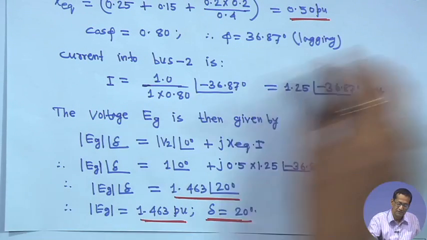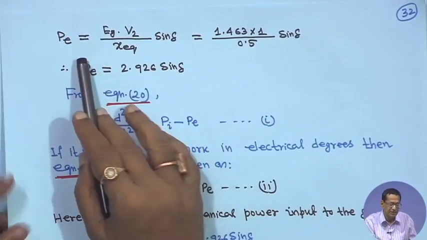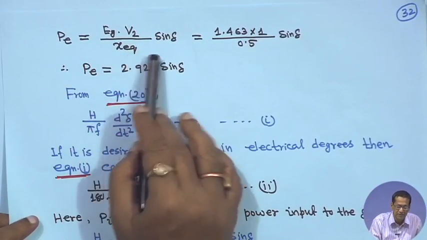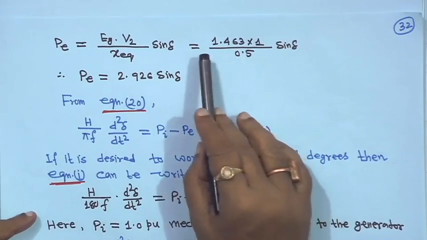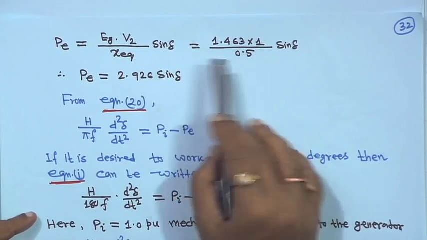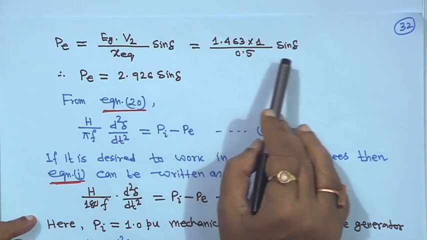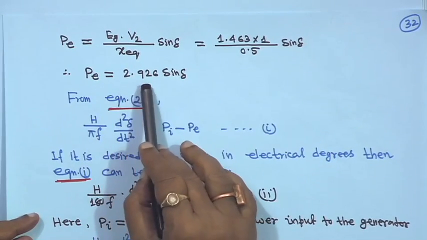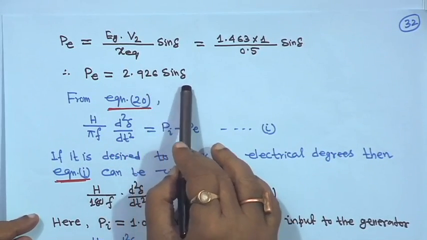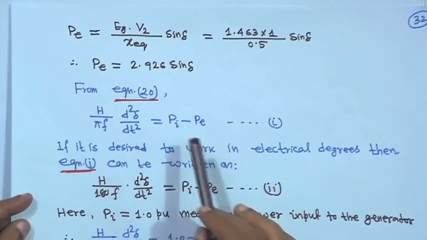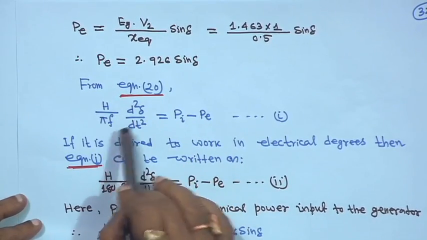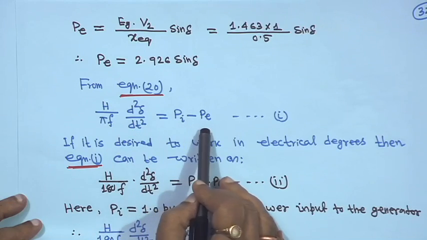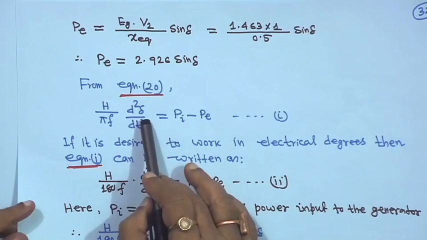And next is that P is equal to E g into V t upon x q x e q sin delta. Therefore, P is equal to E g is 1.463 into 1, x e q is 0.5, sin delta, that means P is equal to 2.926 sin delta. Now, from equation 20, this is the equation H upon pi d square delta dt square is equal to P i minus P. This is from equation 20.